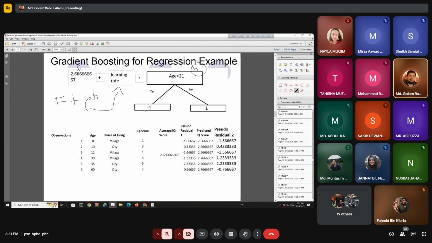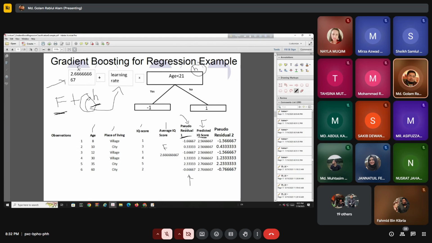Now what we have to do is find out the prediction of our model. So here we have place of living, IQ score, and the average. This is our F. And previously we have determined the pseudo residual 1. Now we want to measure the predicted IQ score utilizing this model. In this case, we have not only F, but we also have the H, and we have to consider the rho, maybe some values.